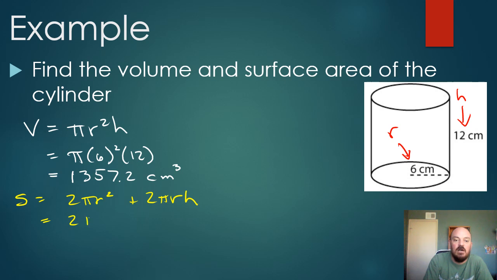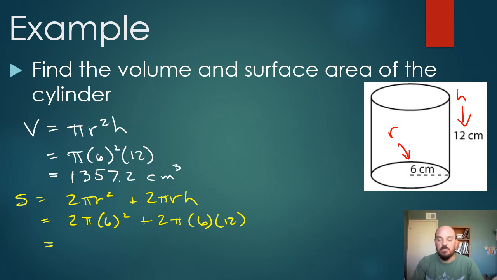So we have 2 pi times the radius, 6 squared, plus 2 pi times 6 times 12. Now again, we can use a calculator here. Type it all into a calculator, crank it out, see what it comes out to. I'm going to pause again and come back with the answer. Okay, the answer I got for that one was about 678.6. And we're measuring in centimeters again. This was surface area, so it'll be square centimeters.